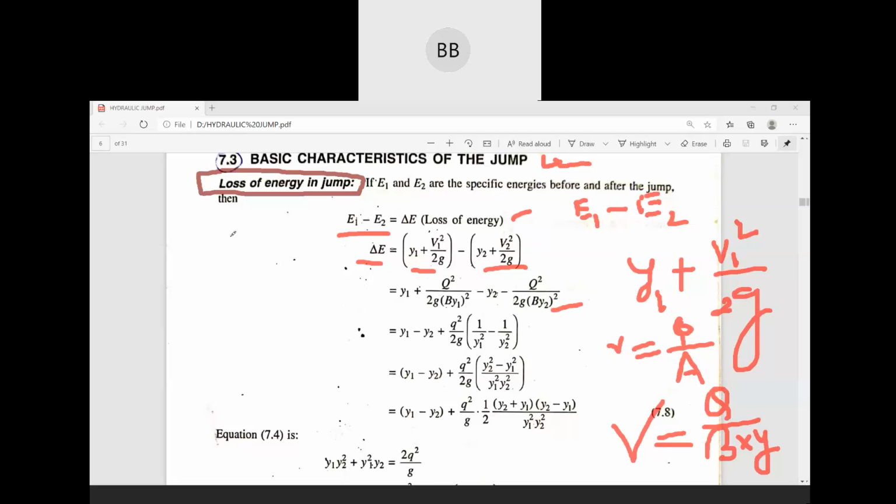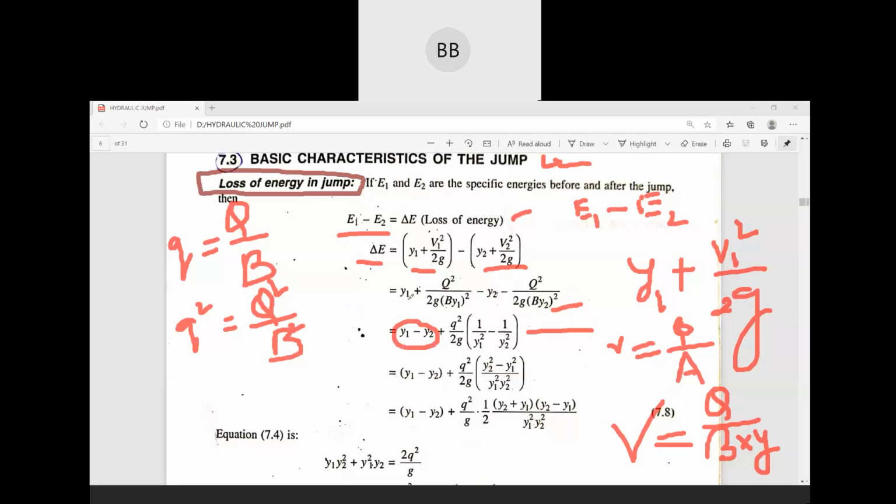Then we all know small q is nothing but discharge per unit width, Q by B. So small q square is equal to capital Q square divided by B square, where B is the width of the channel. So here you can directly write the small q value, and twice g is already there. We can take common 1 by y1 square minus 1 by y2 square. This is simple mathematics. y1 is already there, and here is minus y2, so it will be minus y2.